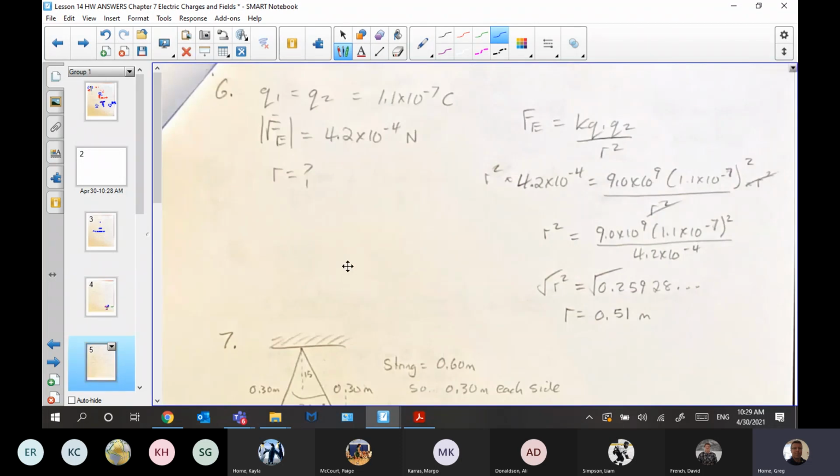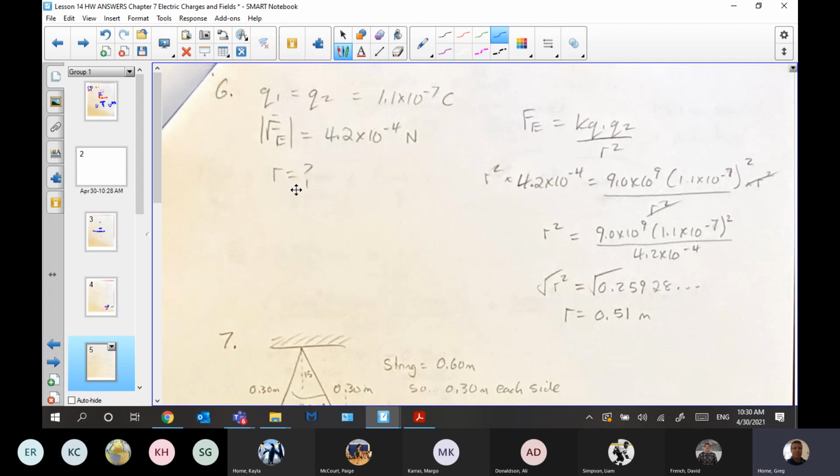So in question number 6, they told you stuff, right? They told you the magnitude of the charges. They told you they're the same. So they're both that. So I'm listing it. They told us that the magnitude of the force is 4.2 times 10 to the negative 4. So I'm listing it. And they're asking what the radius is, or the r value, the distance between, right?